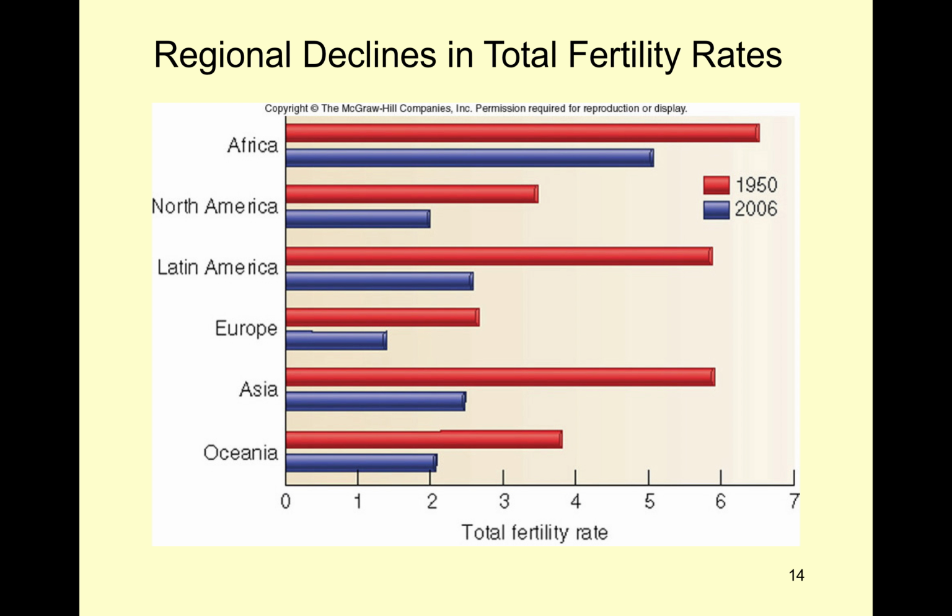Look at Africa versus North America. Okay, and look at the fertility rates. So the U.S. in 2006, it says North Americans are having a little over 2 children per couple. All right, look what it was back in the 1950s. It was closer to 4.